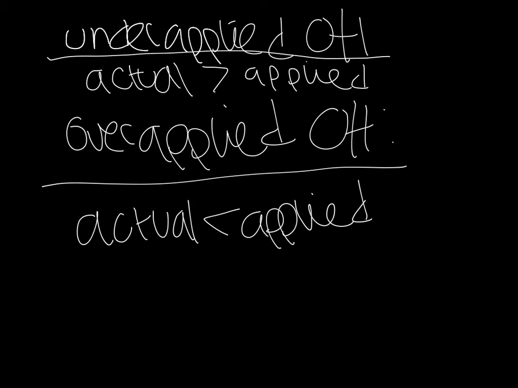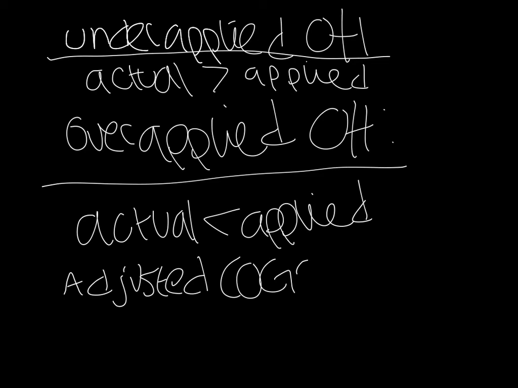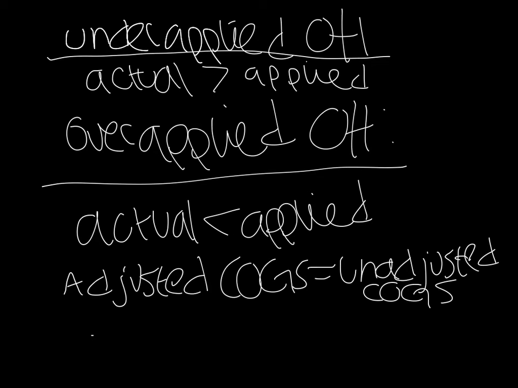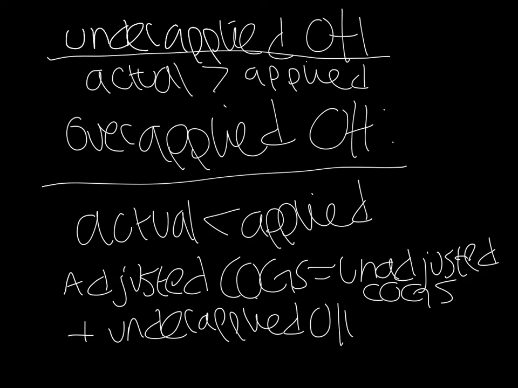Due to overhead usually varying and inevitably predictions of overhead aren't perfect, overhead variance is applied to the cost of goods sold, where before adjusting the cost of goods sold for overhead variance, the cost of goods sold without the adjustments is called the normal cost of goods sold. However, with the adjustments it is called an adjusted cost of goods sold, which is equal to the unadjusted cost of goods sold plus the underapplied overhead less the overapplied overhead.